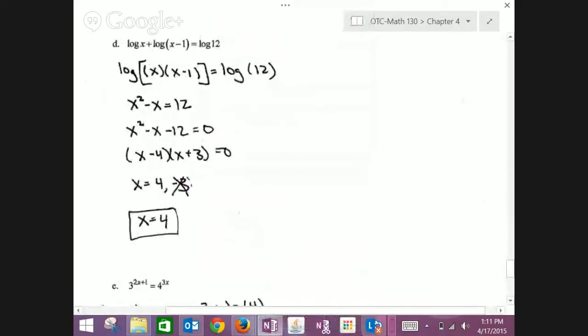The last page, the log problem here: we have log of x plus log of x minus 1 equals log of 12. I need to combine that into one log on the left-hand side. Since I'm adding them, if I combine the logs, I multiply them. So at this point, I have log equals log, so I can drop the log and solve for x. I get 2 solutions, but one of those solutions doesn't work, at minus 3. So x equals 4 is my only solution.